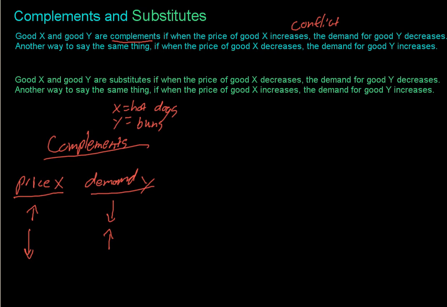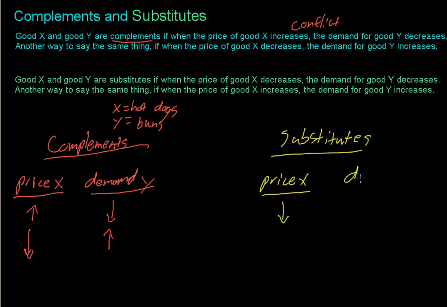Now, substitutes work the opposite way. So good x and y are substitutes if when the price of good x decreases, so I'm going to go ahead and make the same kind of table. Substitutes, we have the price of x goes down, then the demand for good y decreases. So this is demand for y, then the demand for y decreases. And another way to say the same thing, if when the price of good x goes up, then the demand for good y goes up.